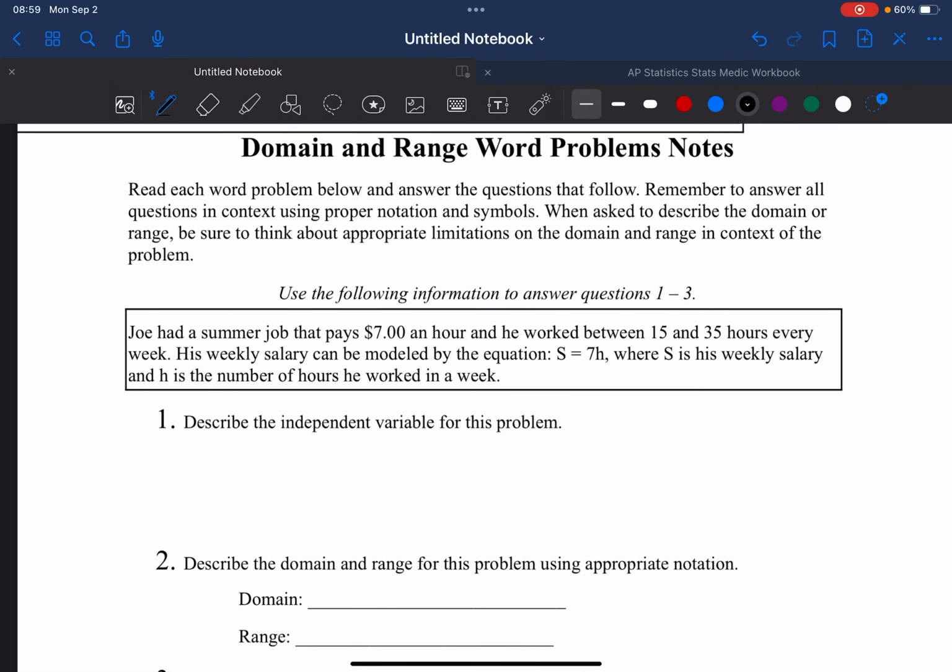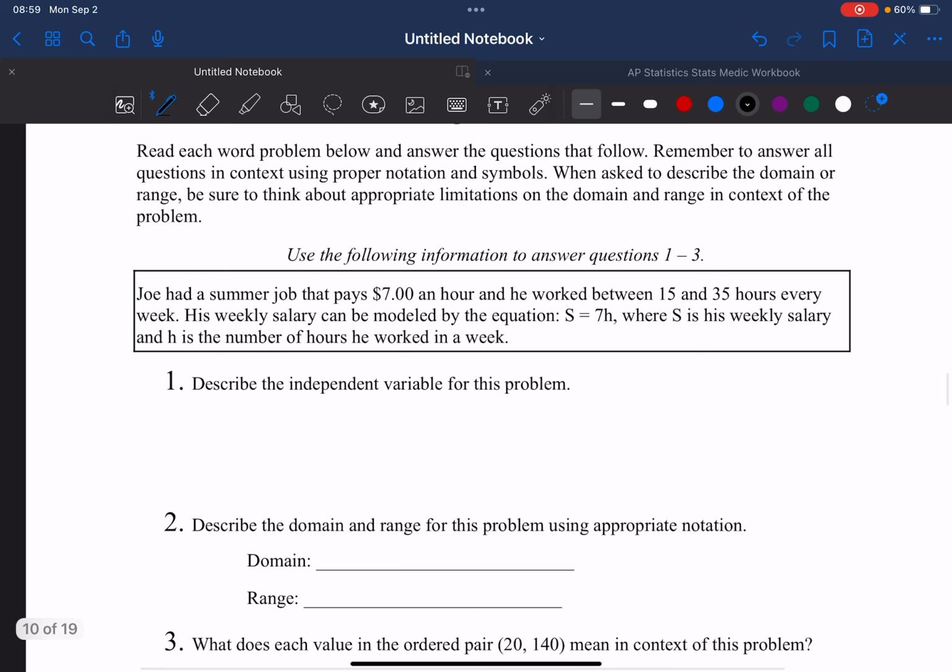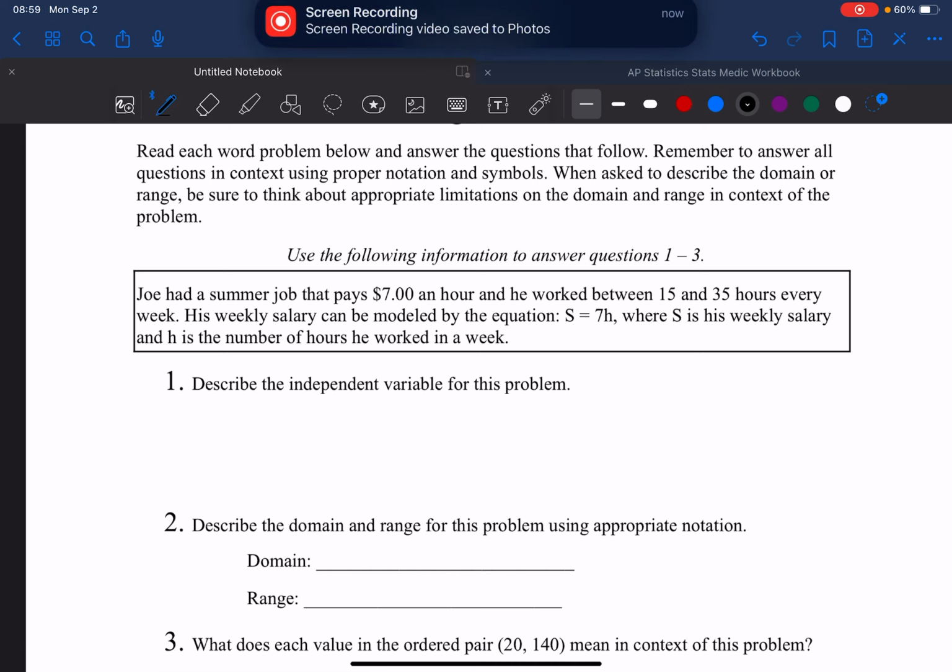Hey, this is Unit 1 notes covering domain and range word problems. So we have to read each of the word problems and then answer the questions below. So for the first one, it says, Joe had a summer job that pays $7 an hour, and he worked between 15 and 35 hours every week.